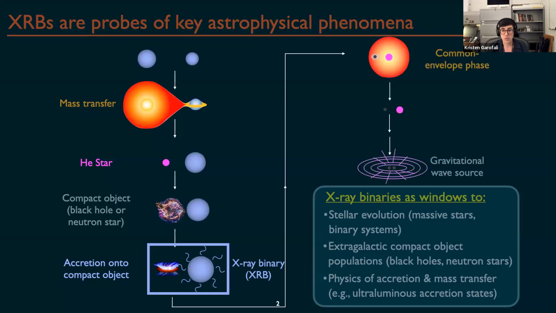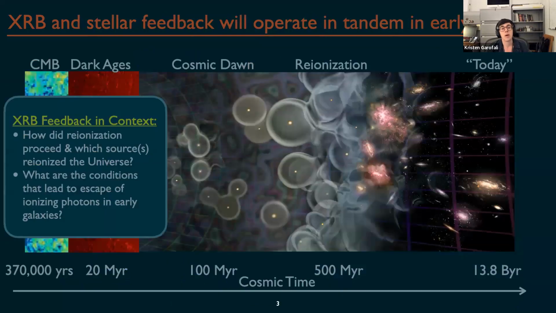And then finally, I won't be focusing on this, but there's the potential for such systems to ultimately evolve into sources of gravitational waves. So if they can evolve into close, for example, black hole or black hole neutron star systems that might merge in a Hubble time, they might be progenitors of gravitational wave sources. But why should we care about X-ray binary feedback in particular?